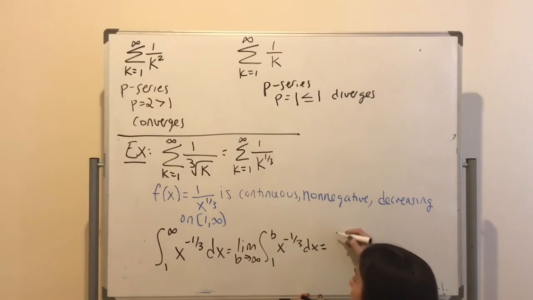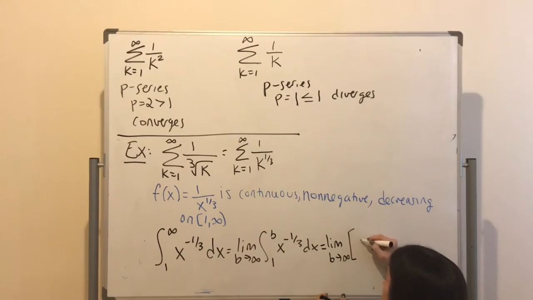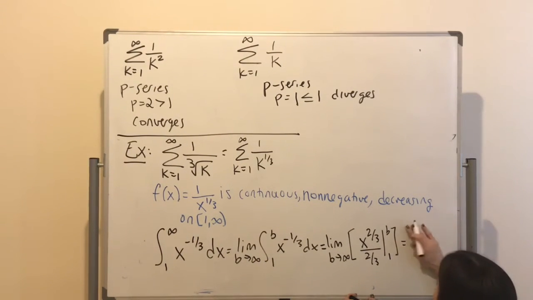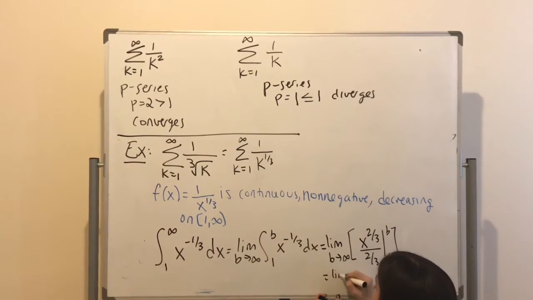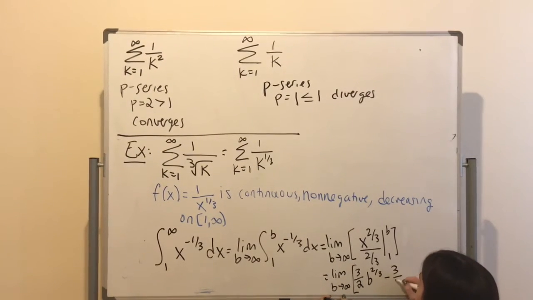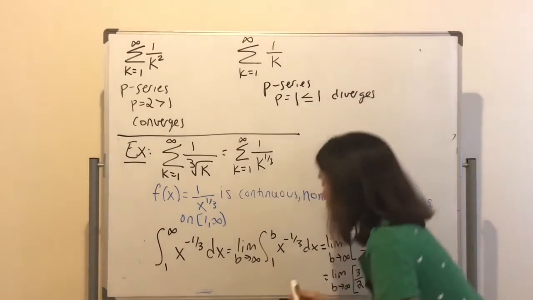Okay, then, well, this is a limit, and then we add a power, which is going to be a 2/3 power, evaluated from 1 to b. I keep doing my integral test so low I run out of space. Okay, well, this is all right. We will finish this. Okay, it's going to be 3/2 b to the 2/3 minus 3/2. 1 to the 2/3 is just 1.